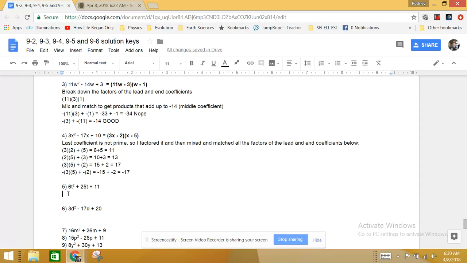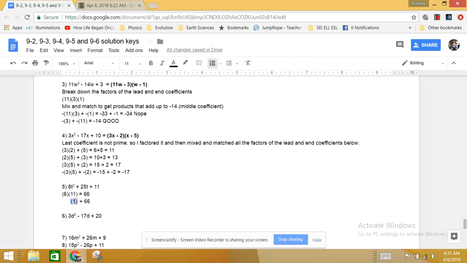But some people will prefer this approach, which is to take the lead coefficient, in this case 6, and multiply it by the end coefficient, and I get 66. Once I've done that, I look for two factors of 66 that add up to my middle term. My brain doesn't immediately see it, but upon some thought, I can say, okay, 1 and 66 are factors of that. I'm just going to list the factors first.